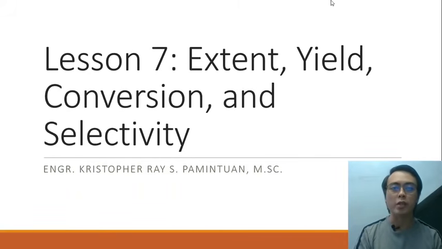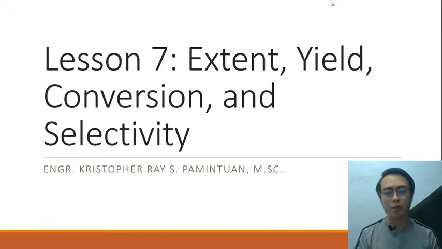We are now on lesson 7 entitled Extent, Yield, Conversion, and Selectivity. This signals our transition to dealing with material balance problems involving chemical reactions. Okay, so let's begin.